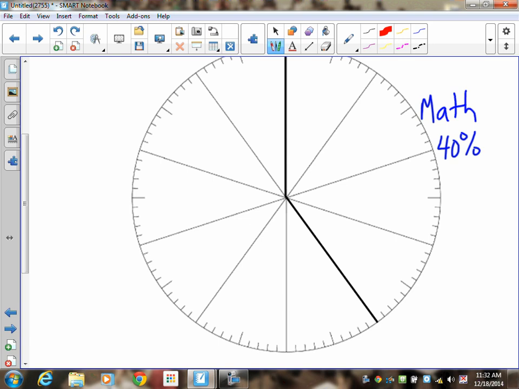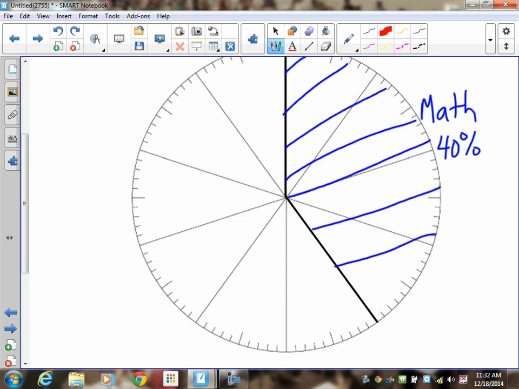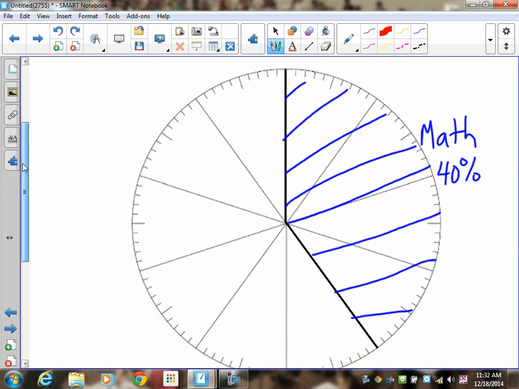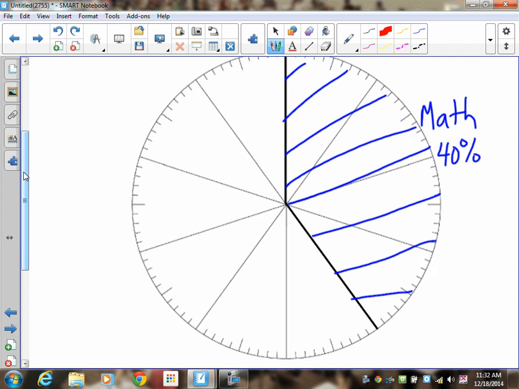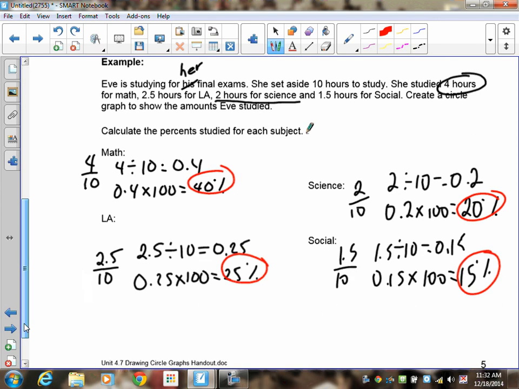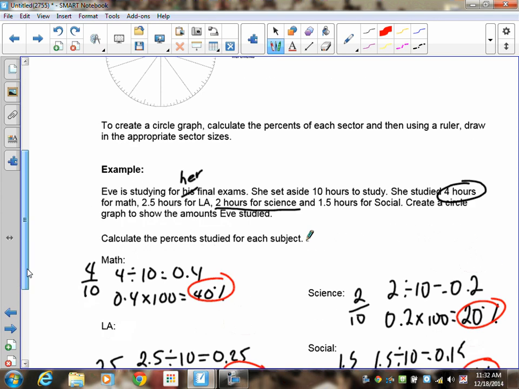So this part right here, normally we would have some sort of a way to color it in. I don't have coloring, so I'm going to just use cross-hatching using the color blue. So math is in blue, and I've got 40%. Okay, if I go back next, my next I'm going to do is LA, and that's 25%.